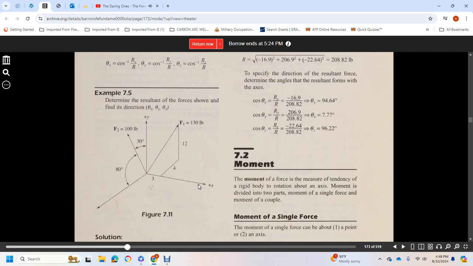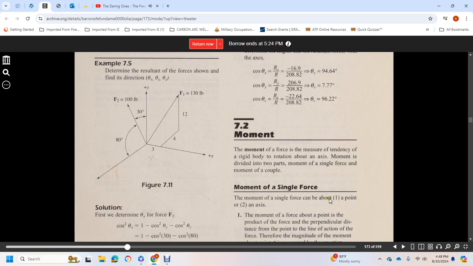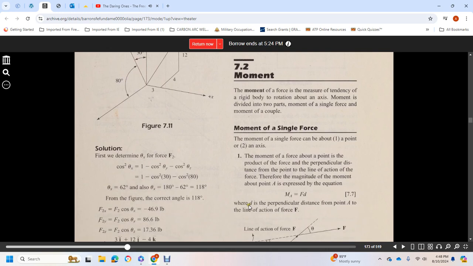7.2 Moment. Moment is the tendency of a force to rotate a rigid body about an axis. Moment is divided into two parts: moment of a single force and moment of a couple. The moment of a single force can be about a point or about an axis. The moment of a force about a point is the product of the force and the perpendicular distance from the point to the line of action of the force.